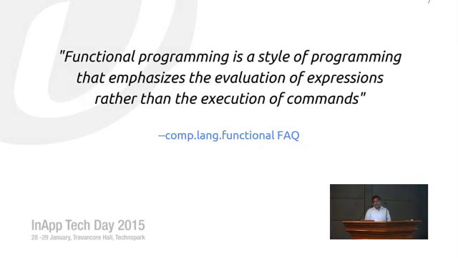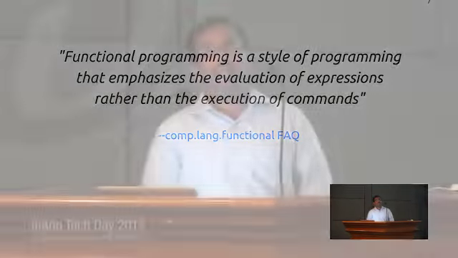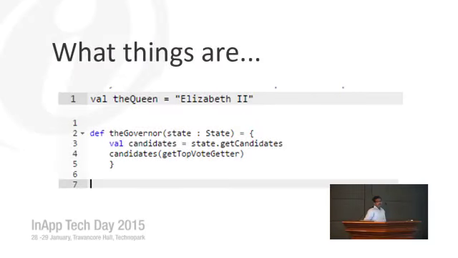In functional programming, it's not a series of commands. It's the evaluation of expressions rather than the execution of commands. In functional programming, everything acts as an expression. We tell the computer what things are, not what to do. For example, there is a governor. What is a governor? A governor is the top voted candidate from a state. So with these types of instructions, you tell the computer what things are.